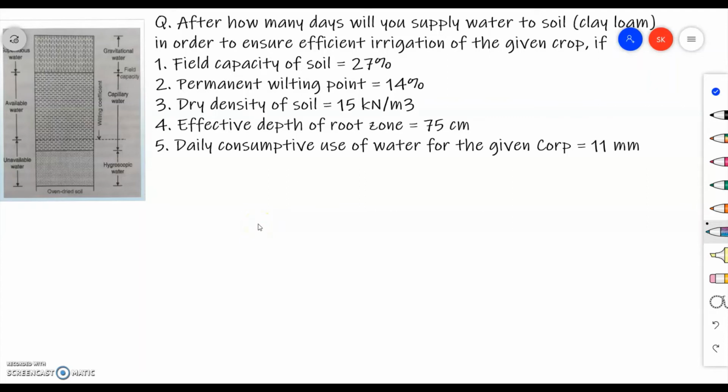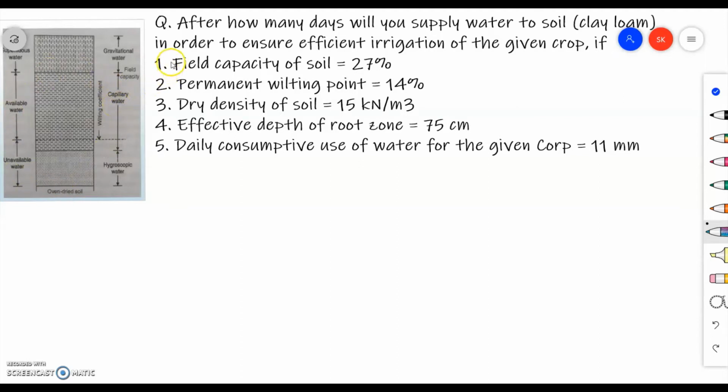Hello everyone. In today's session, we will solve one problem. I intentionally put this particular picture here because it gives us a lot of idea while solving this problem. When we see these terms, field capacity, permanent wilting point, and all, we get an idea of what these terms are. That's why I put this figure intentionally.